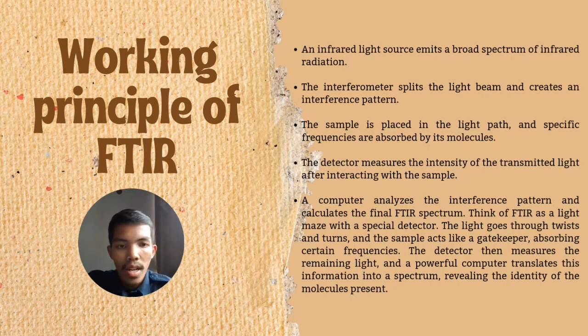Think of FTIR as a light maze with a special detector. The light goes through twists and turns, and the sample acts like a gatekeeper, absorbing certain frequencies. The detector then measures the remaining light, and a powerful computer translates this information into a spectrum, revealing the identity of the molecules present.